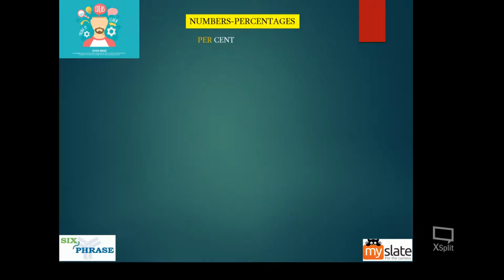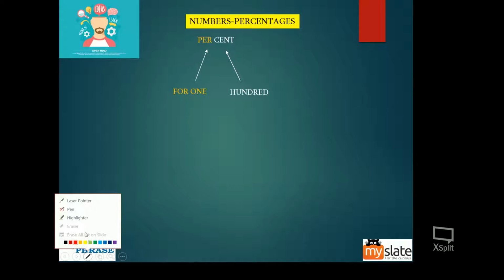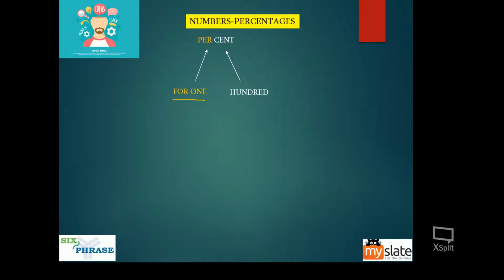Okay, percent. We'll first start by looking at what the word percent means. Per means for one. Cent means 100. So percent means for 100. That is the exact meaning of the word percent. Whenever people say percent, what they are trying to say is per, meaning for one, cent, meaning 100. So for 100.